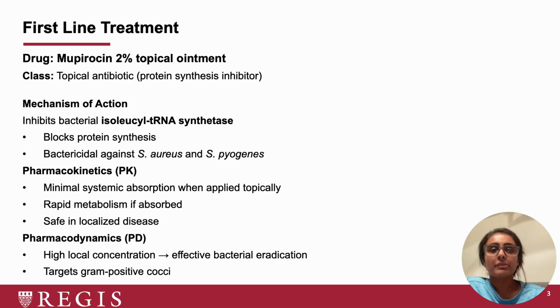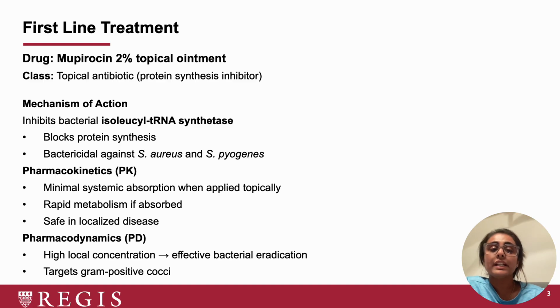The first line of pharmacological treatment for this patient is topical mupirocin 2% ointment, which belongs to the class of topical antibiotics. Mupirocin works by inhibiting bacterial isoleucyl tRNA synthetase, which blocks protein synthesis and ultimately leads to bacterial cell death. It is particularly effective against gram-positive organisms such as Staphylococcus aureus and Streptococcus pyogenes.